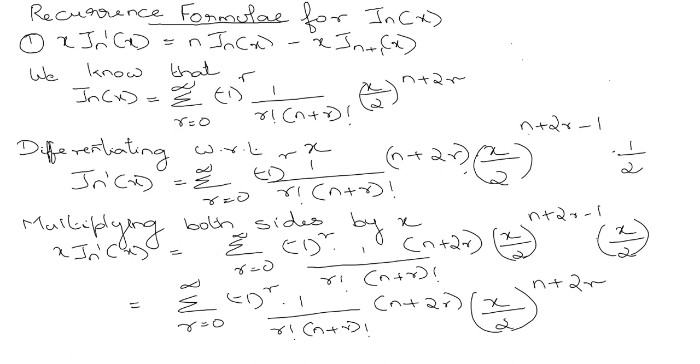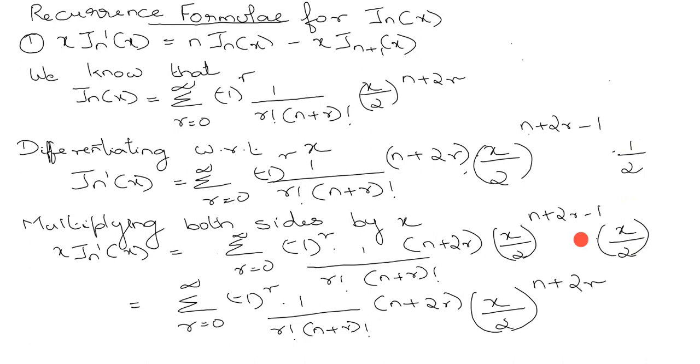So (n + 2r) into (x/2)^(n+2r−1) into 1 by 2. Now we are going to multiply both sides by x, so that LHS becomes x Jn'(x), and in the RHS we are going to take the x inside the summations. So x into 1 by 2 is x by 2, which is written here. That is the next step, multiplying by x.